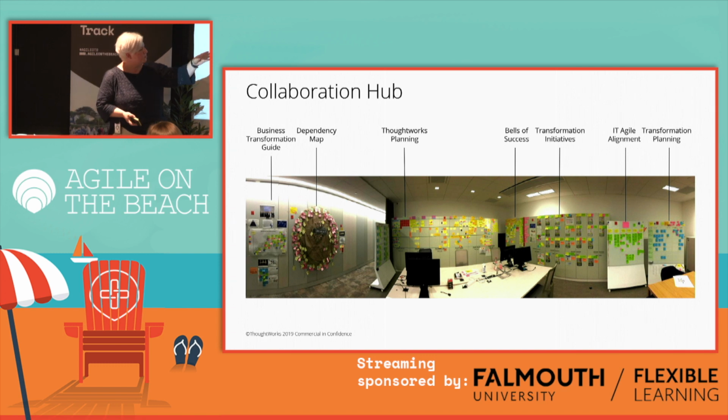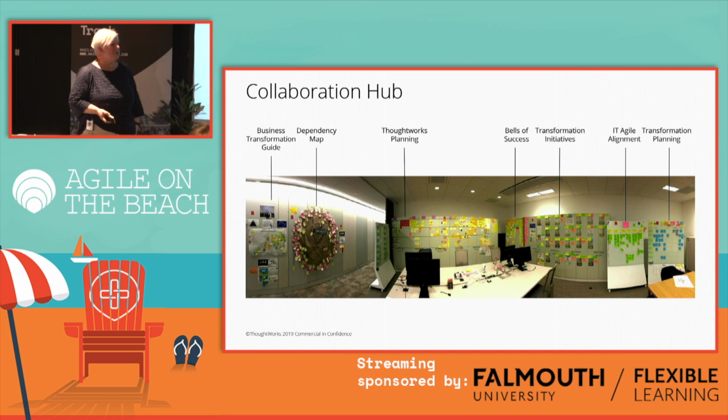And then two movable whiteboards, one for a piece of work that we were doing aligning business and IT around agile ways of working, and one working with the program leadership around how you keep across 23 different initiatives and try and manage that. So that's one example of a collaboration hub.